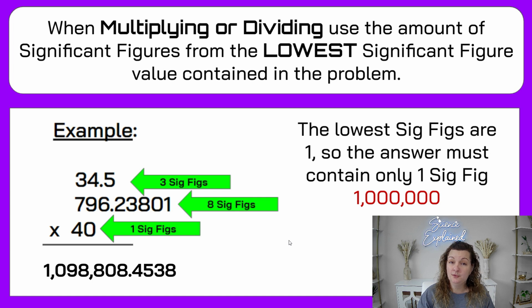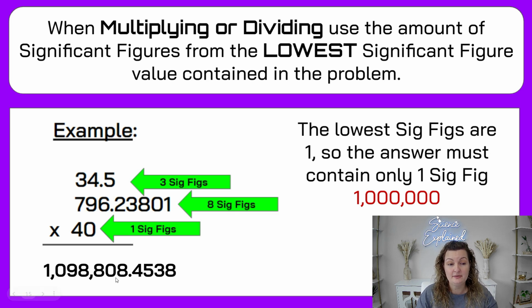All right, so when we're multiplying or dividing, it's a little bit different than addition and subtraction. This time we're going to use the amount of significant figures from the lowest significant figure value contained in the problem. So look at this example here. You can see that we're multiplying. This one has 3 significant figures, this one has 8, and this one only has 1. Because of that, we need to end our problem regardless of what it says with only 1 significant figure.